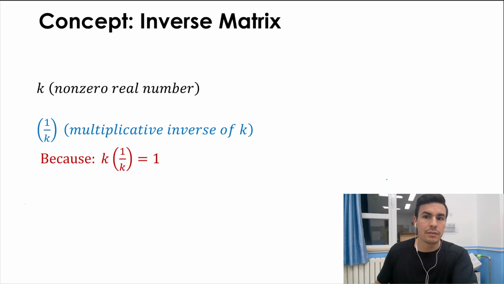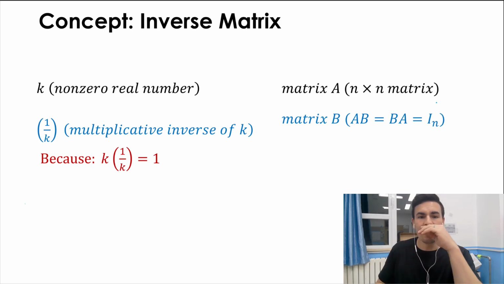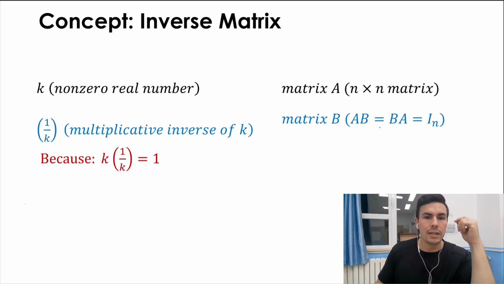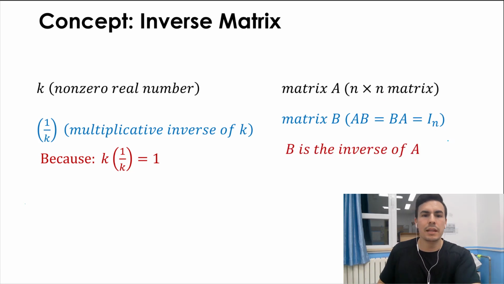So now in the context of a matrix, if I have matrix A, that's an n by n matrix, so that's going to be a square matrix, right? And then I have matrix B. Now if A times B equals B times A, and that equals the identity matrix for however big the size of this matrix is, then B is going to be the inverse of A. B is the inverse of A.